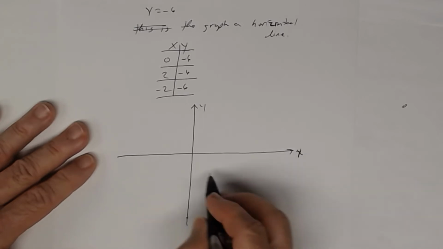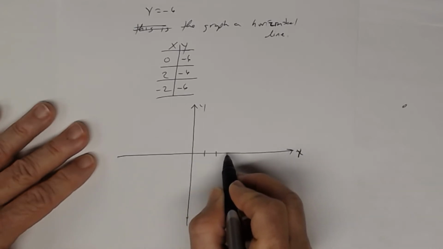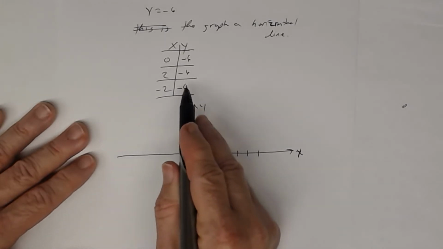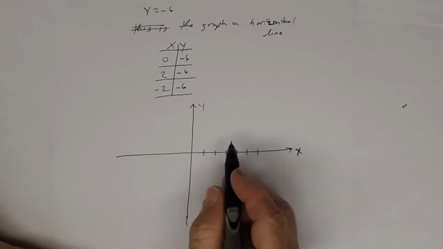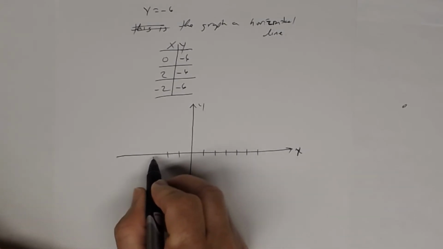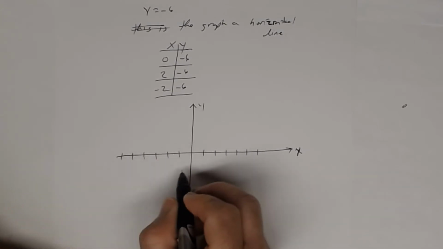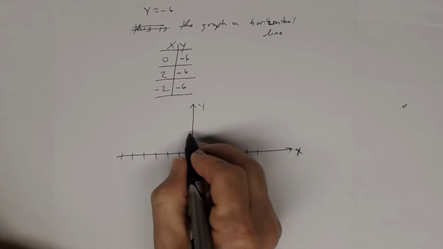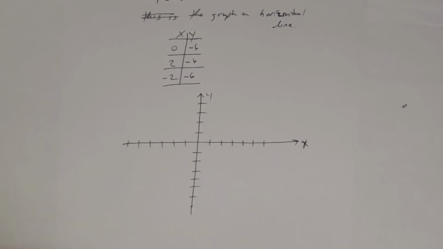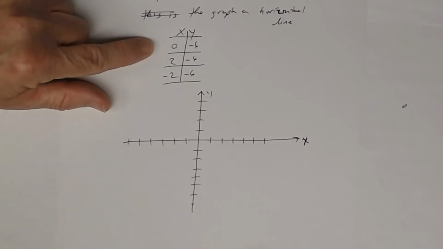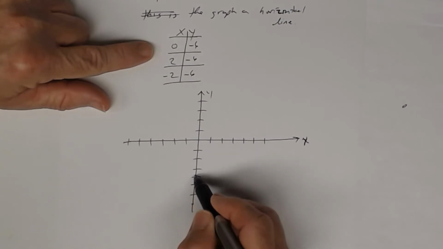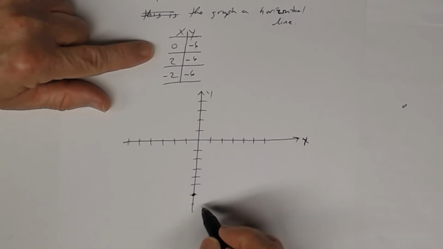Oops, that's x. All right, so 1, 2, 3, 4, 5, 6. I went all the way to 6 because y was negative 6. And so on this side, 1, 2, 3, 4, 5, 6. Okay, so 0, negative 6. I say the origin, go down 6. 1, 2, 3, 4, 5, 6. So there's 0, negative 6.